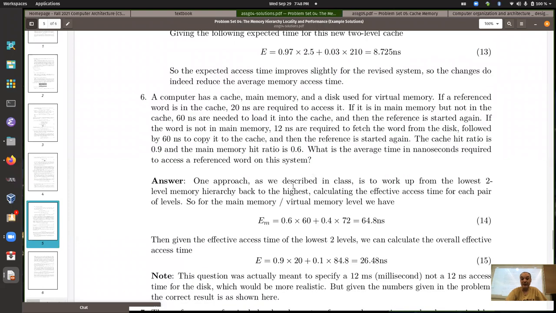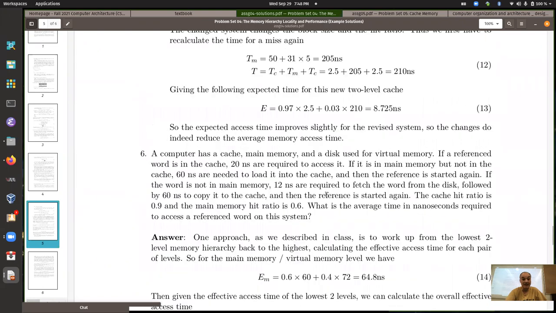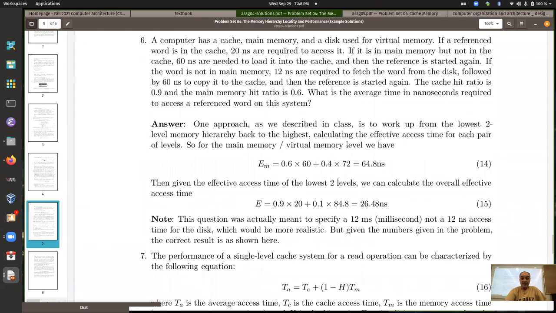And there are different ways to do this. I showed one of those last time, and I kind of redid that here in the example solution. So, from first principles, you can always just start at the lowest, the slowest level, determine the effective access time for that level, and then use that as if it's the access time for a combination of that level to work your way back up the memory hierarchy to higher levels.